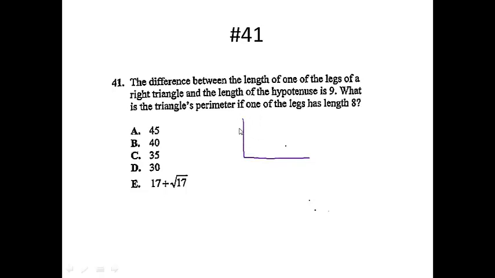So this is a right triangle. I'm going to label this A, B, and C. We know the difference between the length of one of the legs of a right triangle and the length of the hypotenuse is 9, and we know one of the legs has length 8.